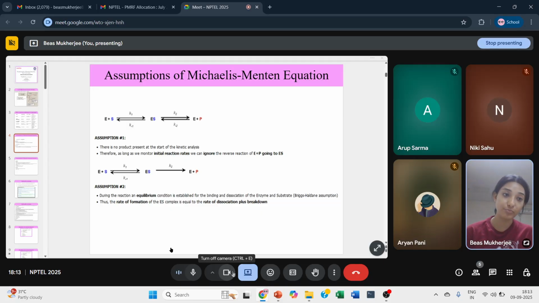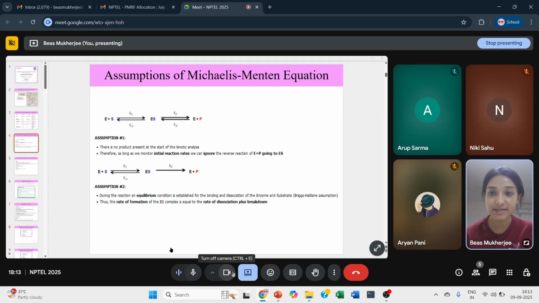Okay, now the Michaelis-Menten equation holds true only when we have some assumptions. So these are very important. Okay, so what are these assumptions? Firstly, assumption 1 is that there is no product present at the start of the kinetic analysis. So at the start of the reaction, there is no product, of course. Therefore, as long as we monitor the initial reaction rates, we can ignore the reverse reaction, that is enzyme plus product going to ES. That is why we don't consider this K minus 2, right? So we are assuming that it is starting from scratch. There is no product before the reaction starts.